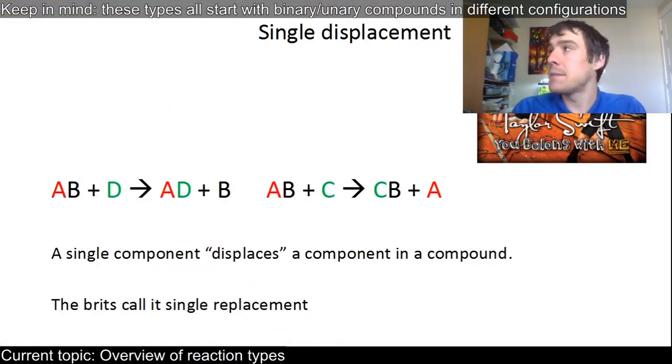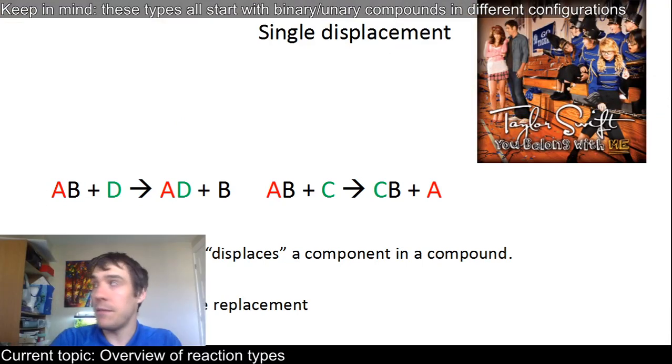Then we've got our displacements. We've got single displacement, where the Taylor Swift song is "You Belong with Me." The guy's with this girl, Taylor Swift's like, "Oh, I wish I was with him instead," and it's basically that. A is with B. Presumably A is positive and B is negative. D comes in, D is negative, so D takes B's place. So this is a negative replacing a negative.